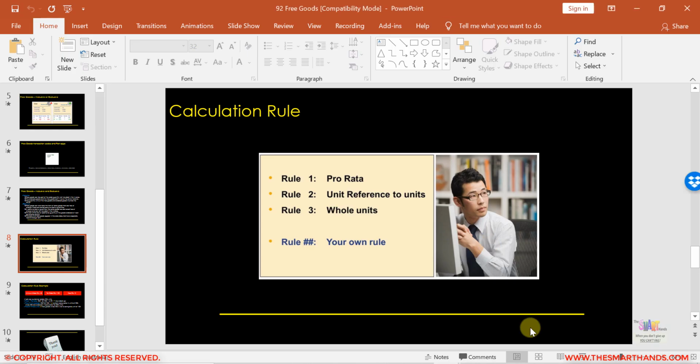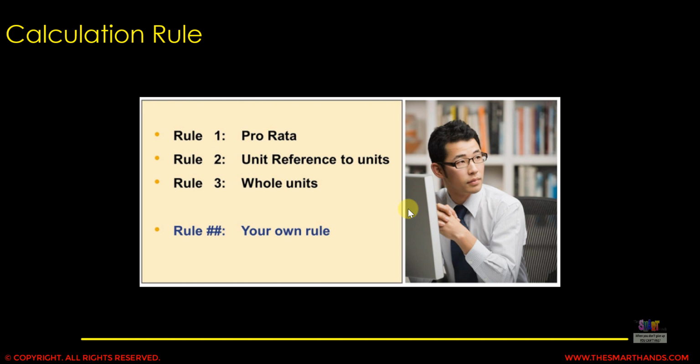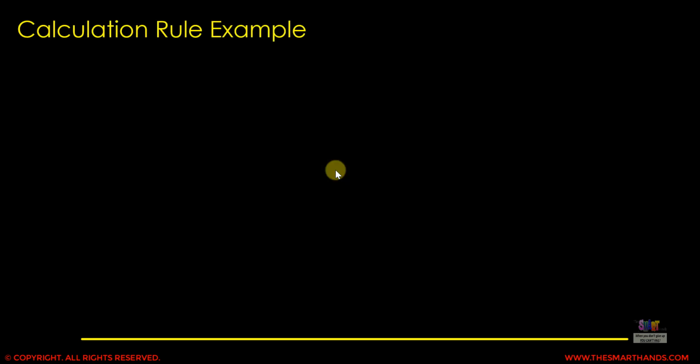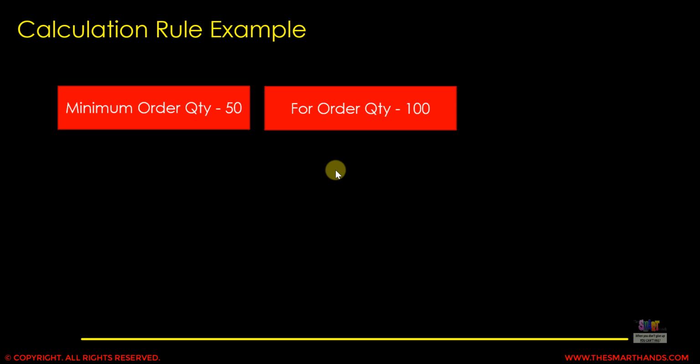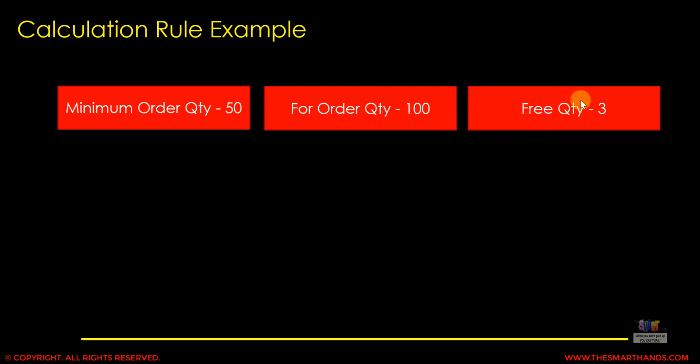But let me show you what the others mean, the rule number two and rule number three. First is the pro rata. As we know, pro rata, depending on the quantity, the system will calculate the free goods on a pro rata basis. The second one is as per the unit reference. Let me show you one example. Let's say you have set up the master data so that the minimum order quantity is 50. That means when you enter a minimum of 50 quantity in the sales order item, the system will then consider the free goods. And you maintain the order quantity as 100. That means when the order quantity is 100, we want to provide 3 quantity as free.